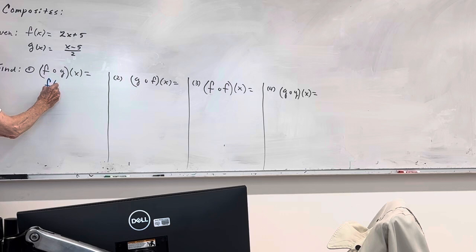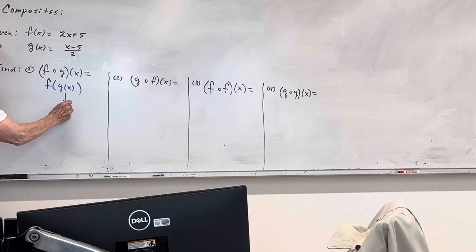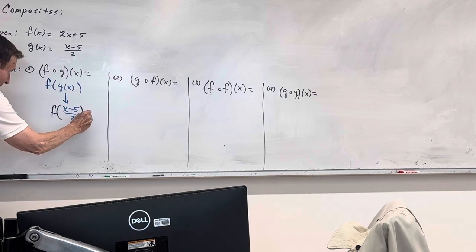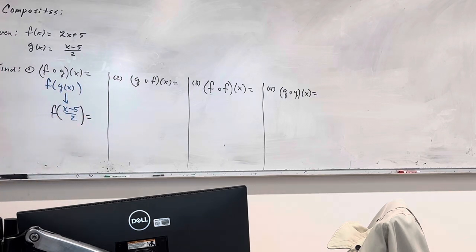This means take f of g of x. That's what it means. g of x in this case is x subtract 5 over 2, which I'll put in blue here, thank goodness was given to me. They're asking to find f of that. Go back to your f function and replace this x up here, I see only one x, by the blue.